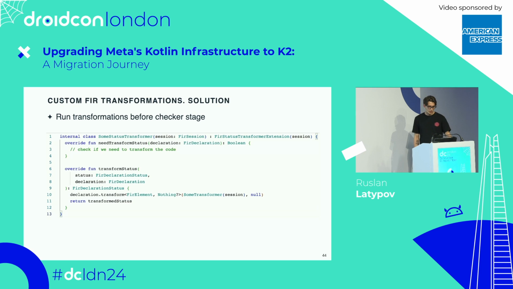So to run the transformations, we are using an extension point which happens before the FIR checkers. Because FIR checkers are the point in the compiler where it will give us an error because of the usage of a non-existing function. So the extension point we've chosen is the FIR status transformer extension point.